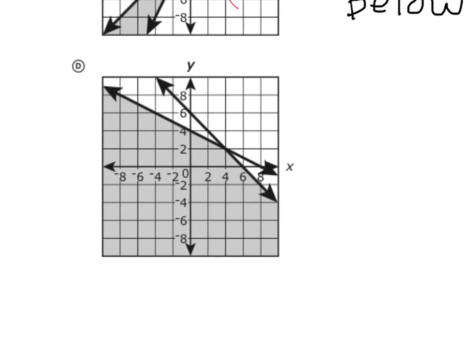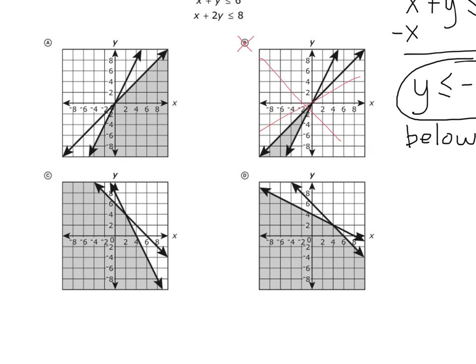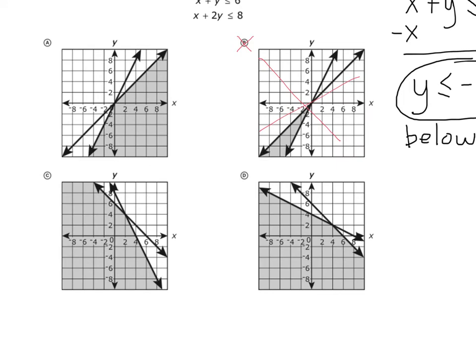Let's look at D. Okay. Is it below this line? It is. Is it below this line? But at least because we knew the above and below, we were able to eliminate B, right? So we just increased our probability of getting it right to a third. If we guess now, we'd have a 33% chance instead of a 25% chance.